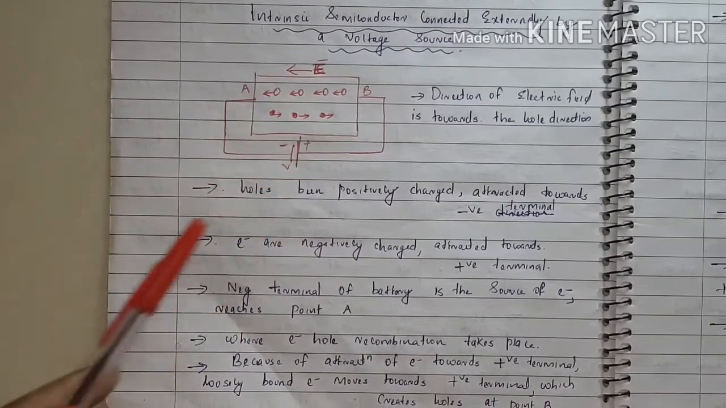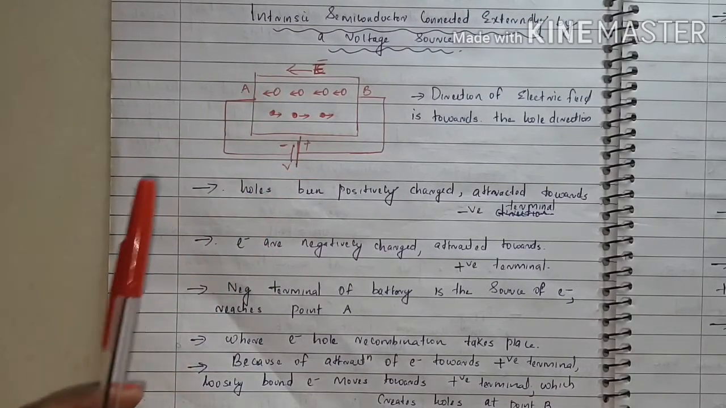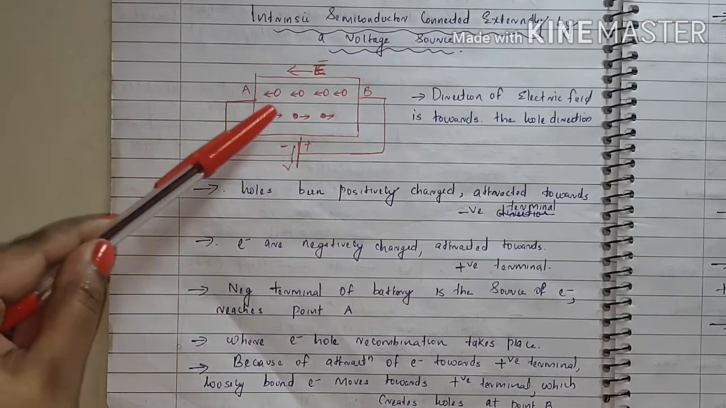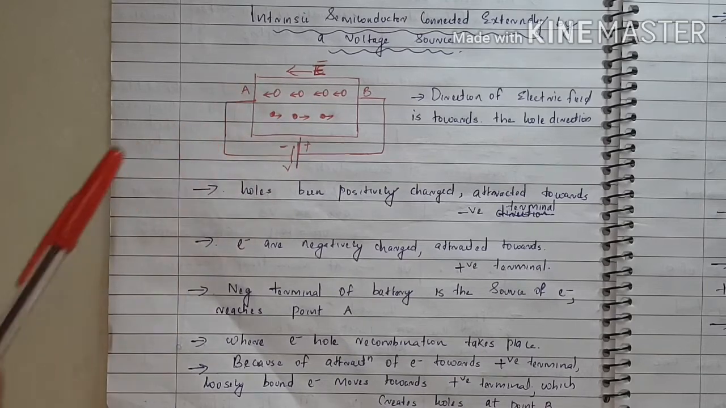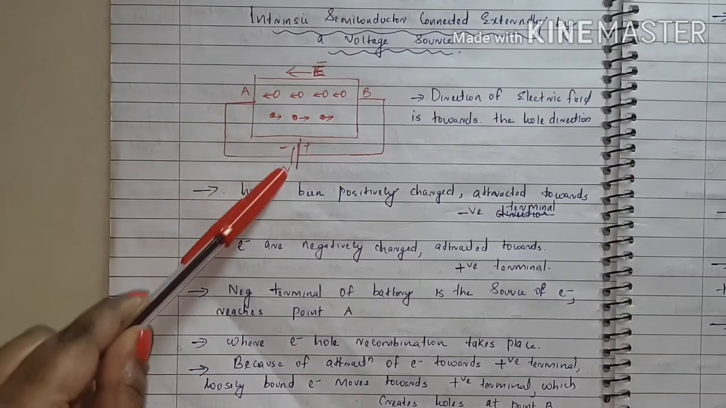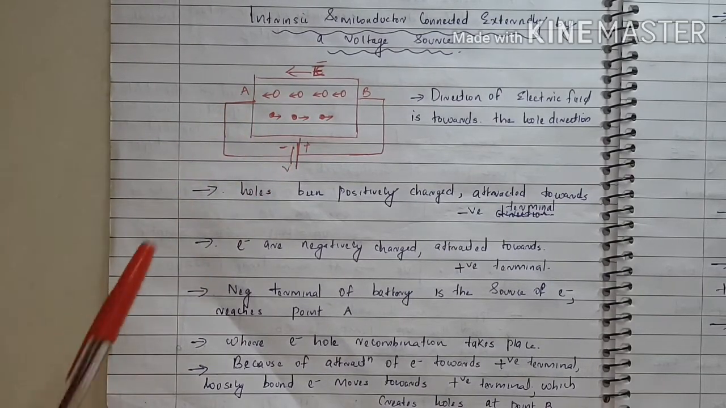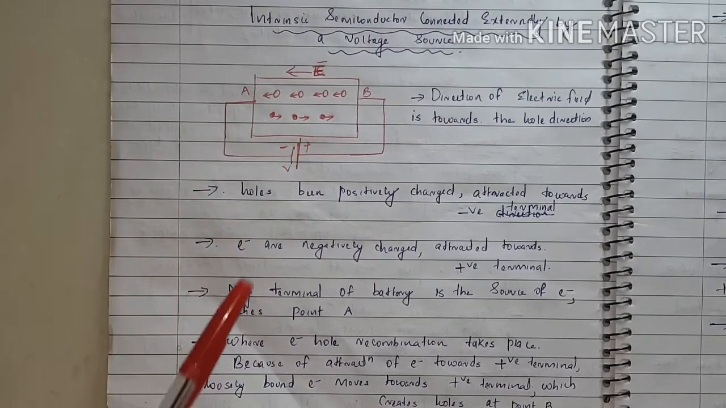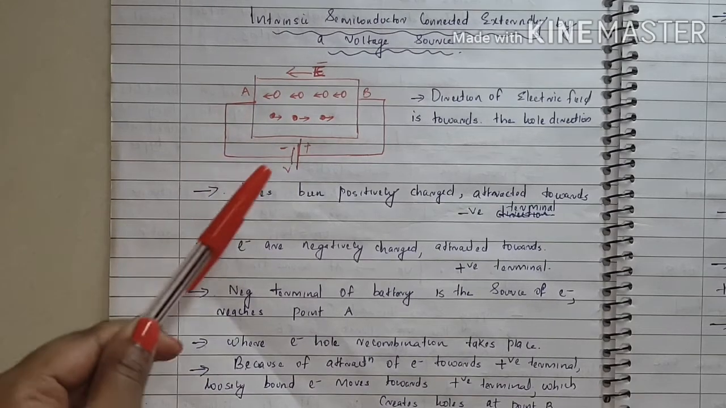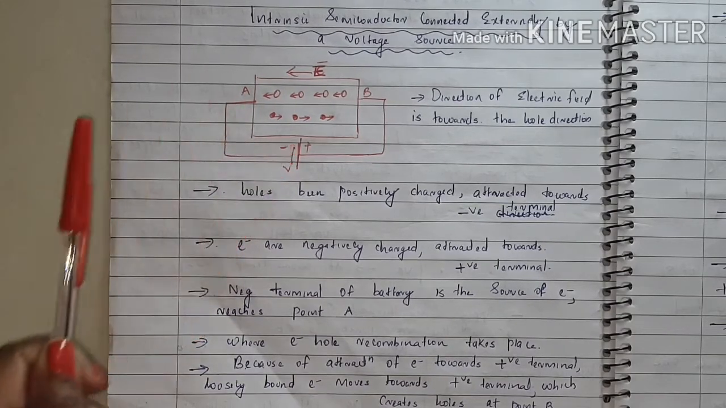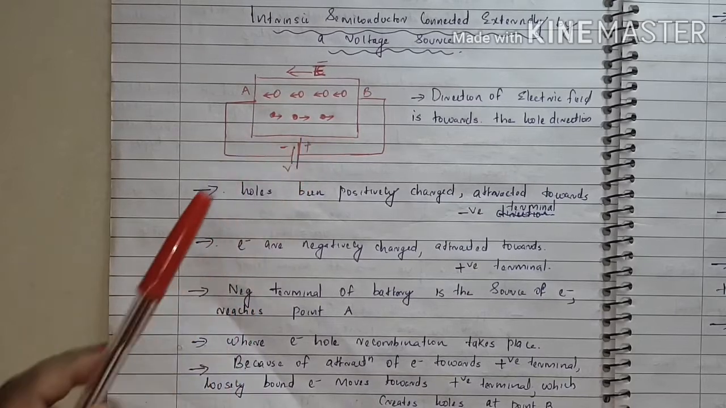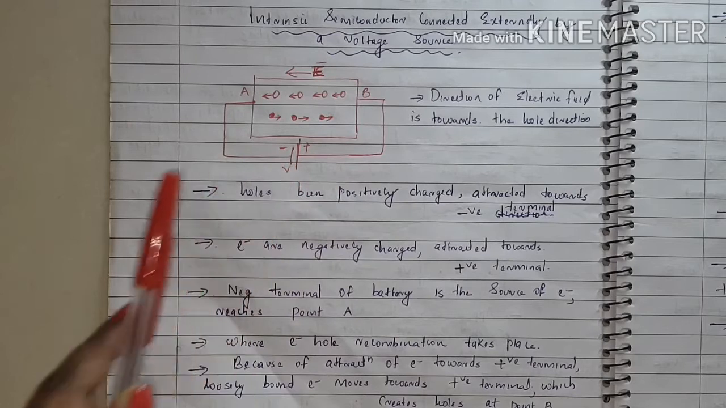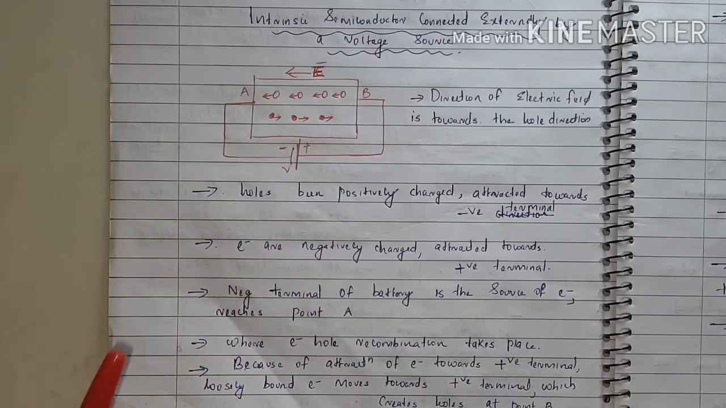Here is an intrinsic semiconductor connected externally to a voltage source. Holes, being positively charged, always get attracted towards the negative terminal of the battery, and electrons, being negatively charged, always get attracted towards the positive terminal of the battery.